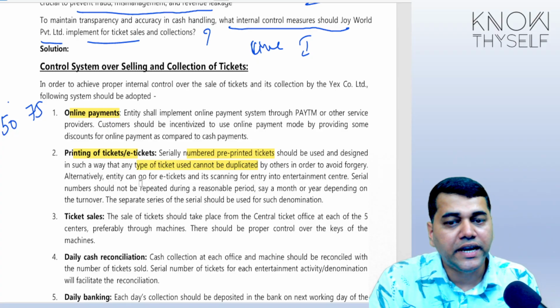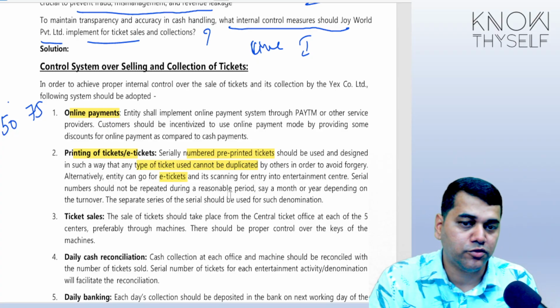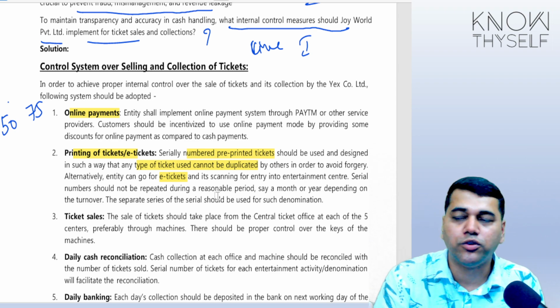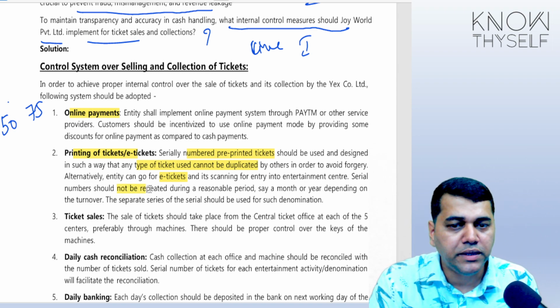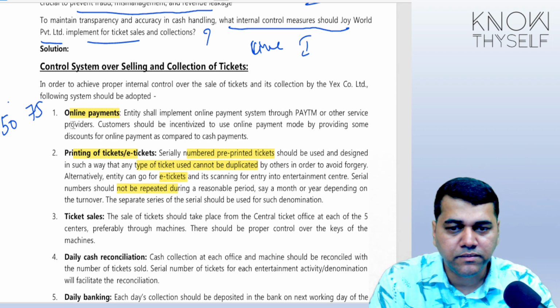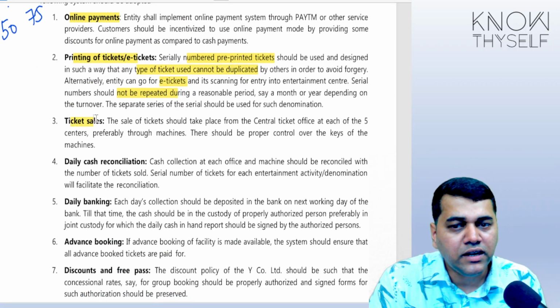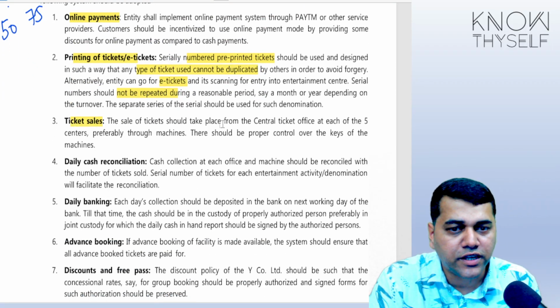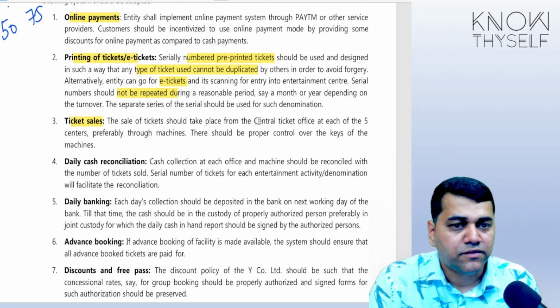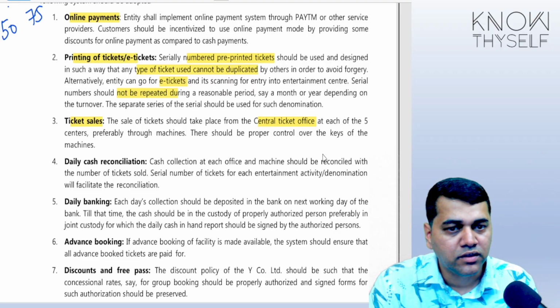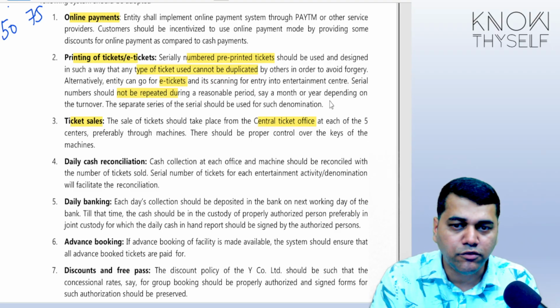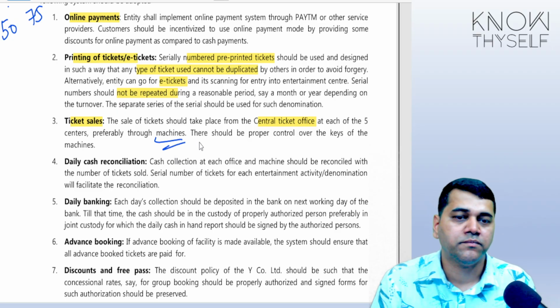Now, alternatively, the entity can go for e-tickets also. So in the mobile only, you see, like BookMyShow, you book. See, in the mobile only, you have got a QR code. So serial numbers should not be repeated during the reasonable period. Then have a ticket sales. The sale of tickets should take place from the central ticket counter, like we call them box office, like in case of movies. So instead of different places, have it preferably through machines.